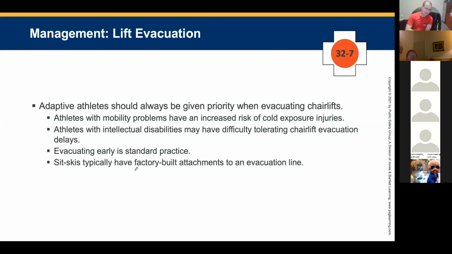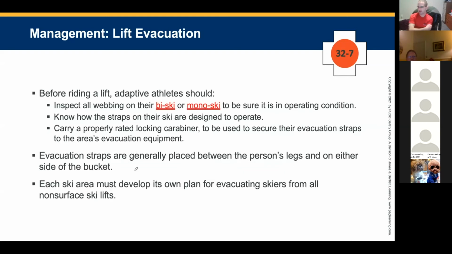With sit skis and many adaptive patients, they actually have a harness in them, so if they do have to be taken off, they can quickly be attached to our rope system and pulled off of the ski lift. Before riding a lift, adaptive athletes should inspect all webbing on their bi-ski or mono-ski to make sure it's operational, know how their straps work, and carry a properly rated locking carabiner to secure their evacuation straps to our evacuation equipment. Evacuation straps are generally placed between the patient's legs and on either side of the bucket.